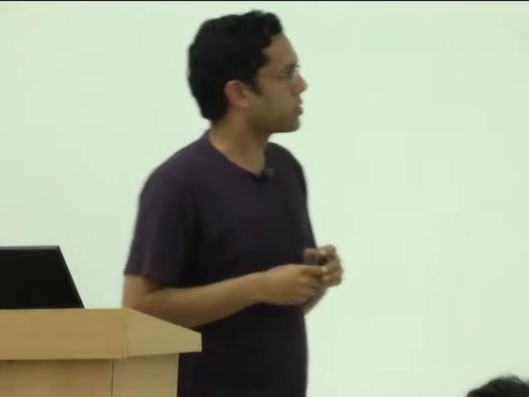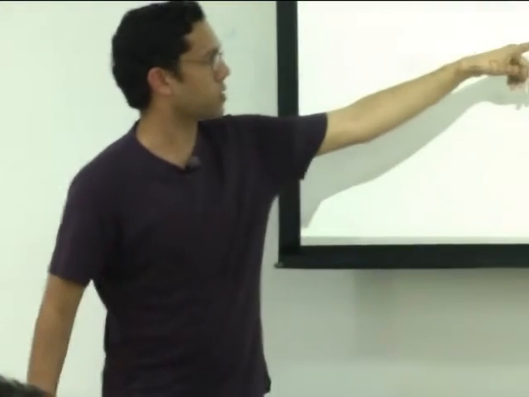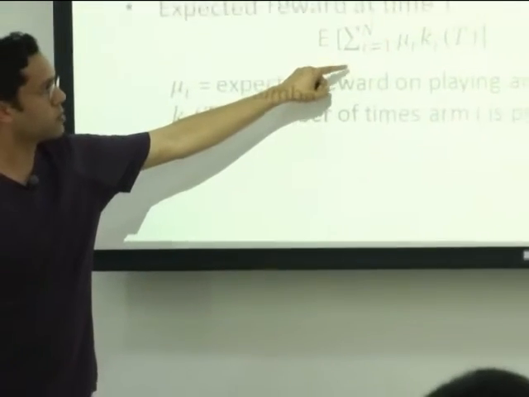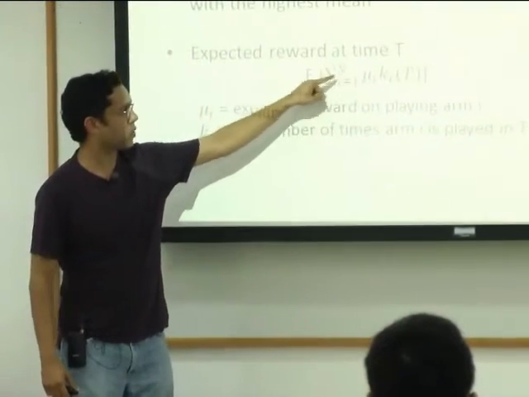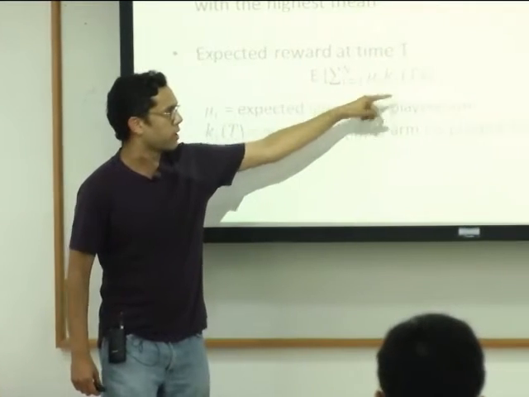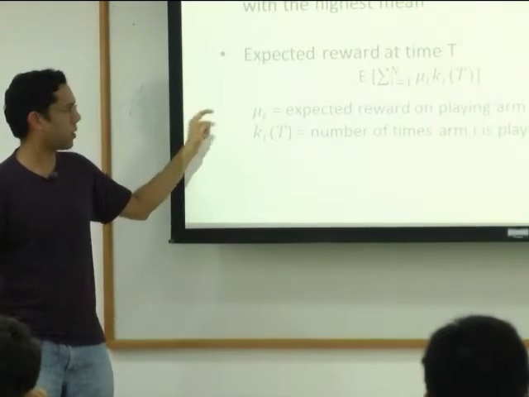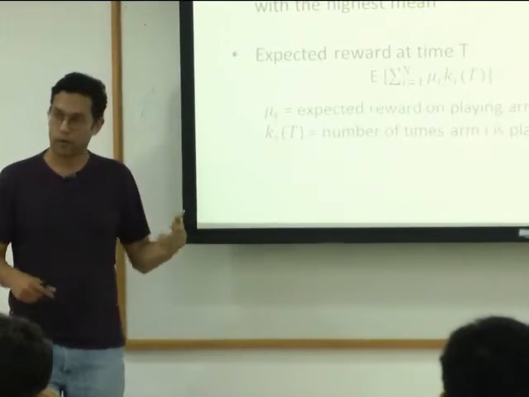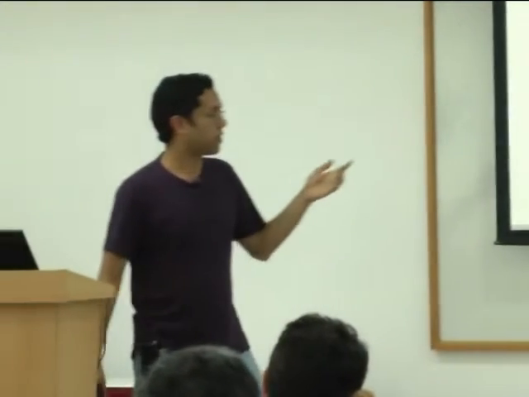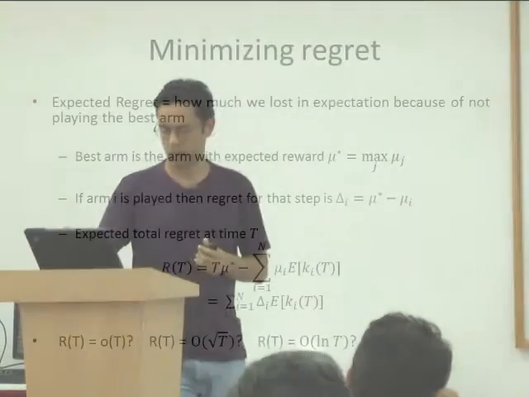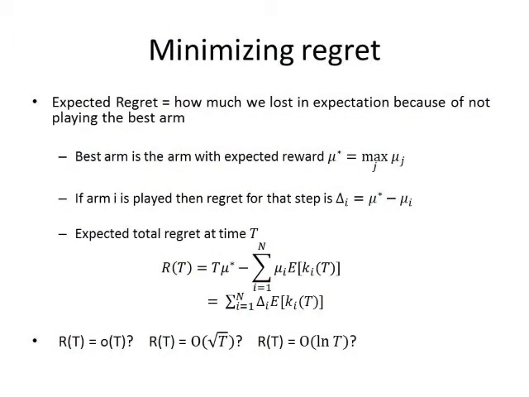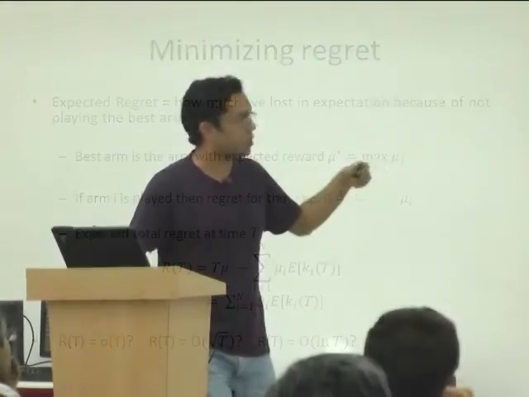So we can write the expected reward at time t in this way. It's the expectation of the sum over the arms, i equal to 1 to n, of mu_i times k_i(t). Mu_i is the mean for arm i, and k_i(t) is the number of times this arm is played in t steps. So k_i(t) is a random variable, depends on the choices that the algorithm makes and the outputs of playing the arms, and this expectation is over all those random choices. Okay, so we would like to maximize this thing. But it turns out to be more convenient to look at regret, expected regret.